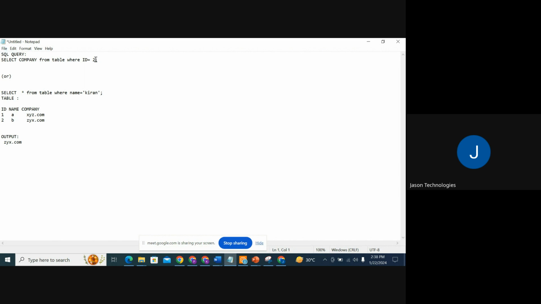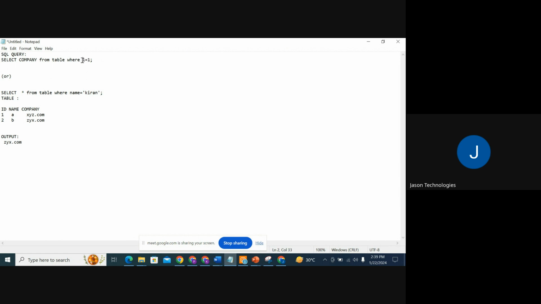If I provide here 1 equals to 1, 1 equals to 1 means always true. You don't need to understand the core information about SQL. I am just explaining how the code injection attack works. We will discuss SQL injection in the next classes, but for understanding how code injection works, I'm explaining this. If 1 equals 1, then it is always true.